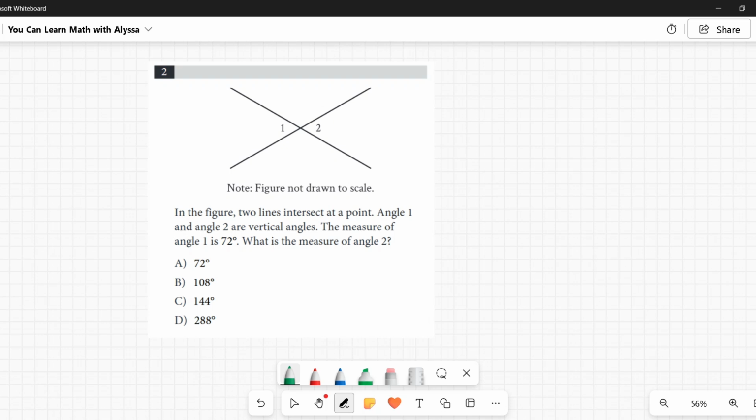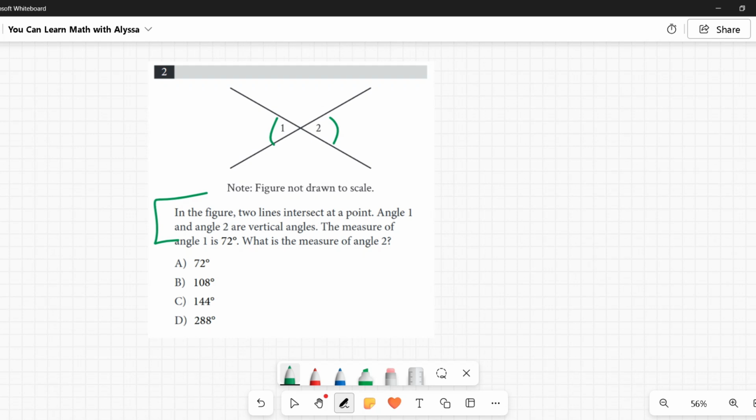But we have these 2 lines, and we have an angle marked 1 and an angle marked 2. And it says in the figure, 2 lines intersect at a point. Angle 1 and angle 2 are vertical angles. The measure of angle 1 is 72 degrees. What is the measure of angle 2?